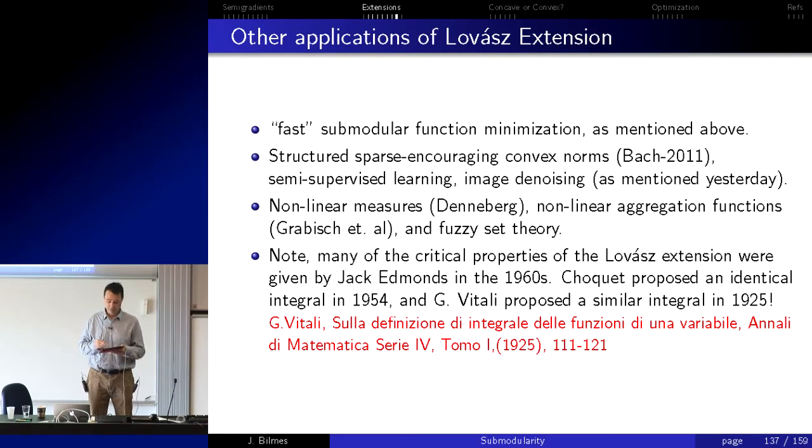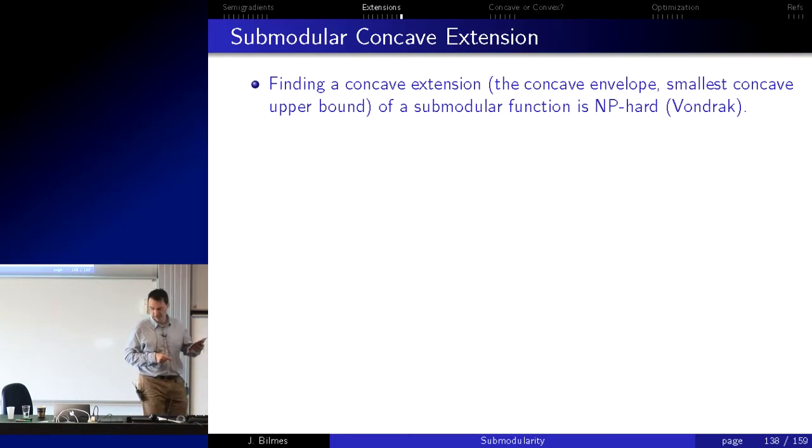In fact, the Lovász extension was originally proposed by Choquet in 1954, and it's called the Choquet integral. And it was even proposed a little bit earlier, or at least a form of it, by Vitali in 1925. So these things go way back, and they continue to be rediscovered. So there seems to be something fundamental in this particular extension, because it's been rediscovered in a number of different contexts.